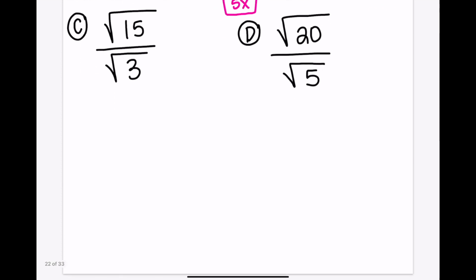All right, part C. Again, I'm going to make this one big radical because I see 15 divided by 3, which I can do. So the square root of 15 divided by 3 is just the square root of 5, and we can't make that any simpler. That's just as simple as it can get.